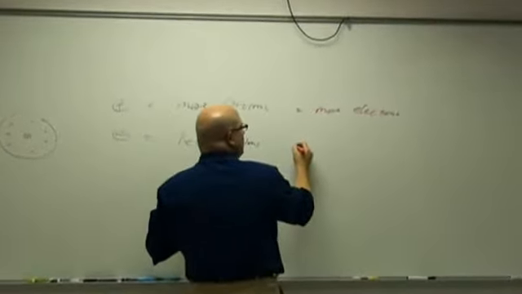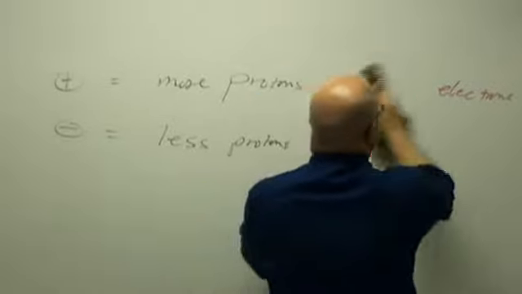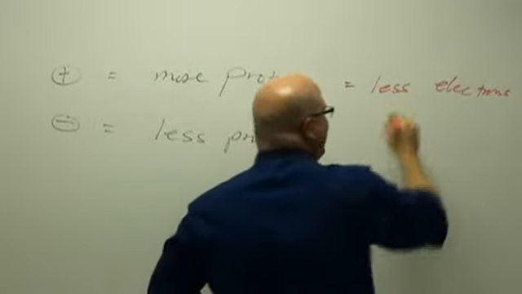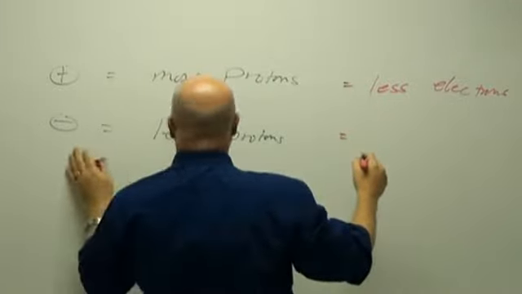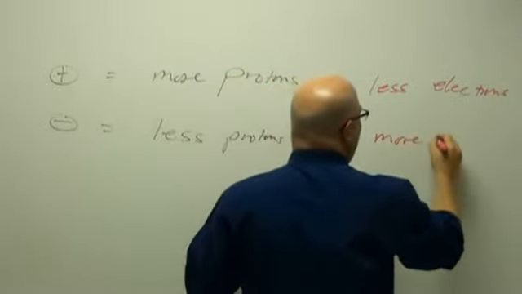Less means fewer electrons. That's why it's confusing, sorry. Positive means less electrons, and negative means more electrons.